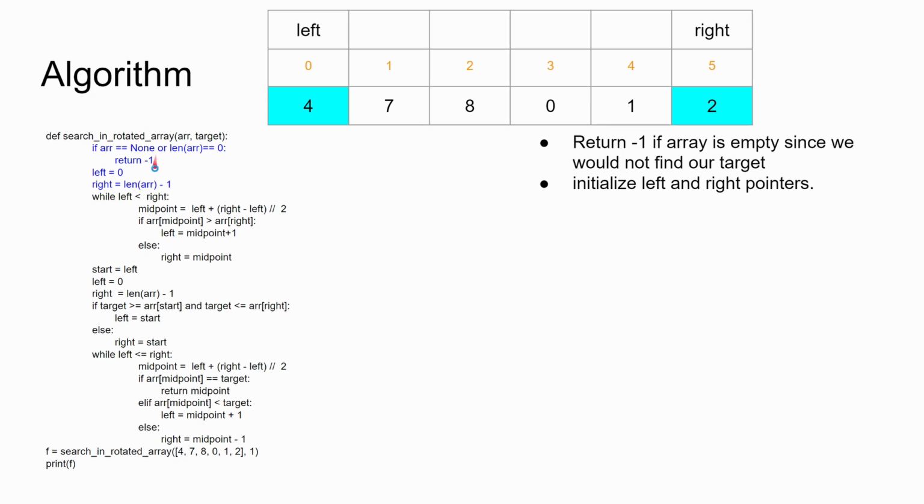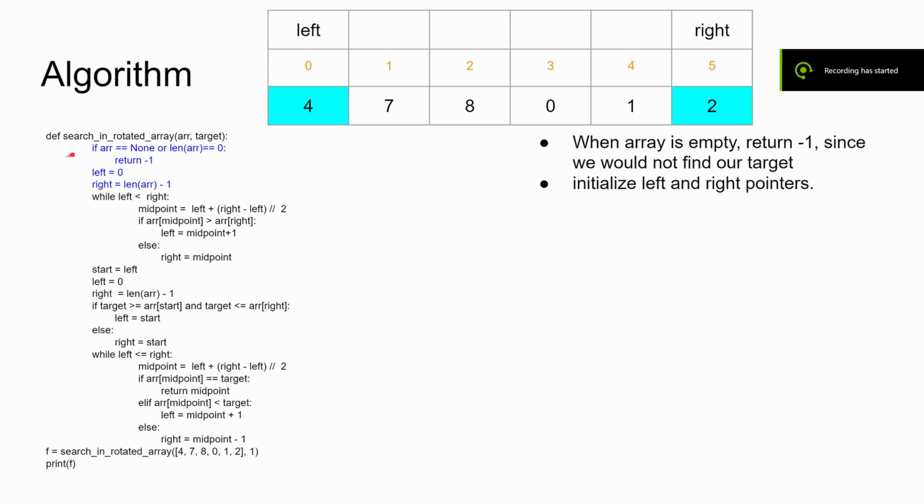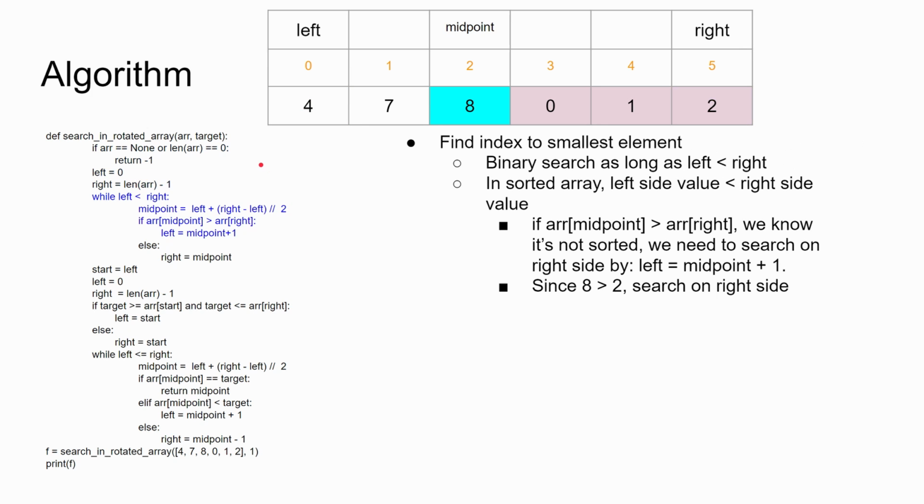Algorithm: search in rotated array. The function search in rotated array will take the input array and target. If array is None, that means there is no array, or if the length of the array is 0, that means the array has nothing in it, it will return -1. It will initialize left to be 0, left is the left pointer. It will initialize right to be at the end of the array, and right is the right pointer.